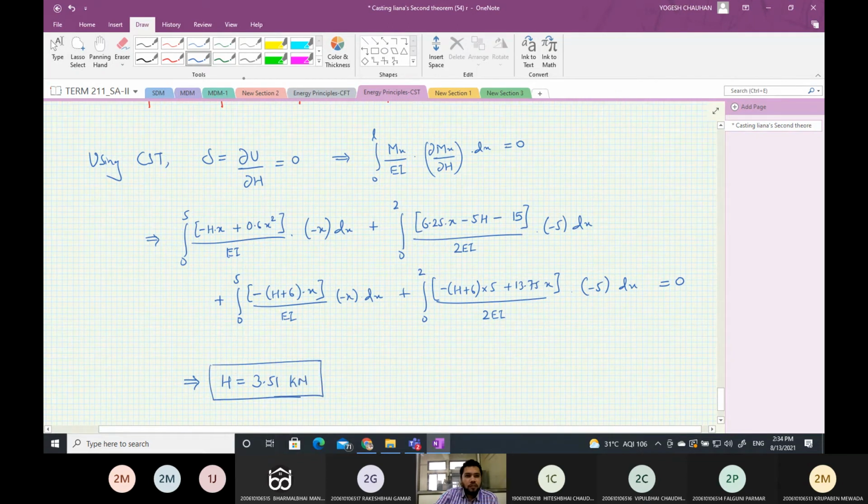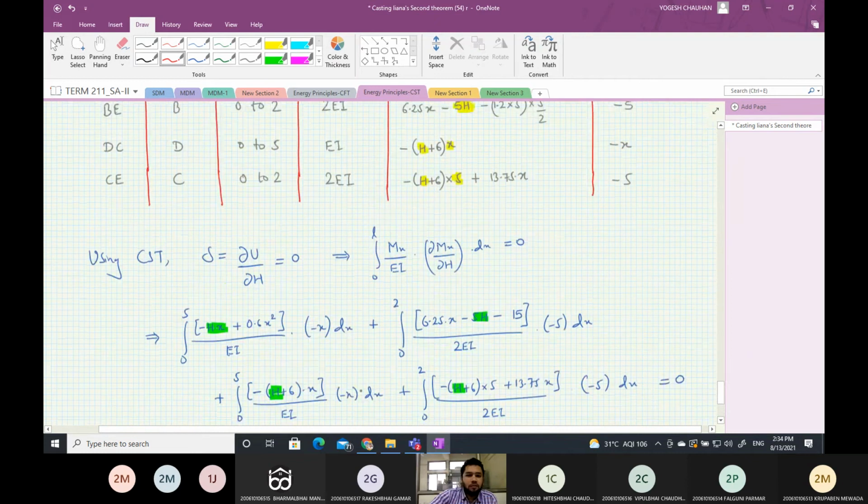Simply what you can do, you integrate the terms with the coefficients of h, and then calculate the remaining values. So the summation of the integral of the remaining values divided by the coefficient of h will give you this value. You can try that on your calculator. So this is the value of the redundant force Q. This is the redundant Q.